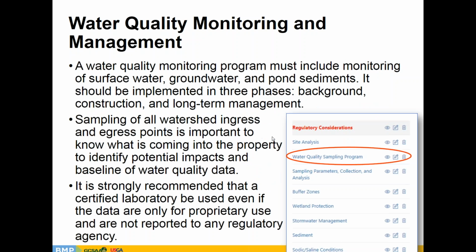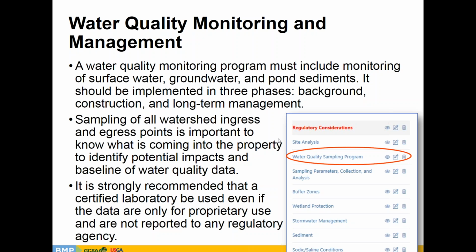So water quality monitoring, and I just highlight here the sampling program and the BMPs that are there, making sure that you are really implementing a water quality monitoring program. Do it to establish some background levels. If construction is taking place, do it during construction, and then also as a long-term management.